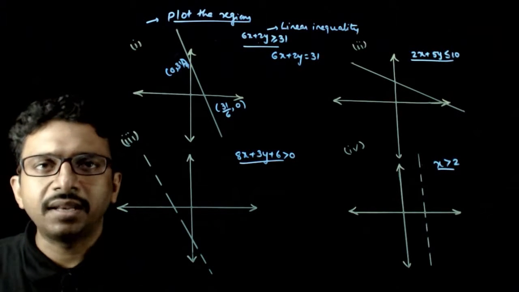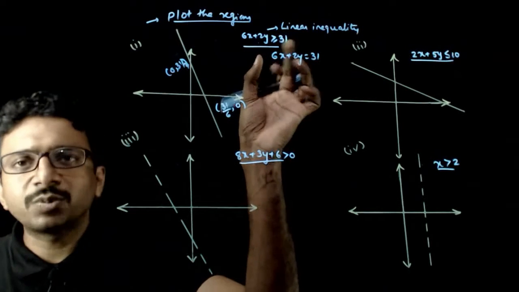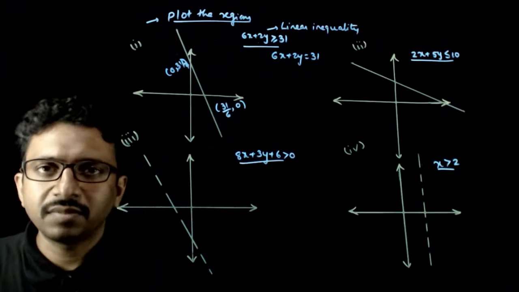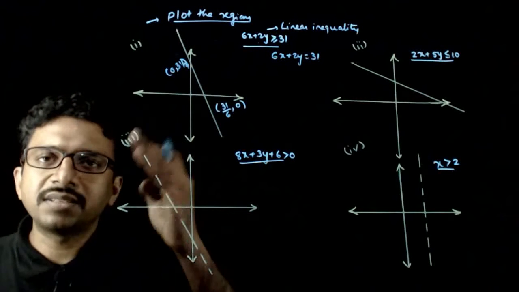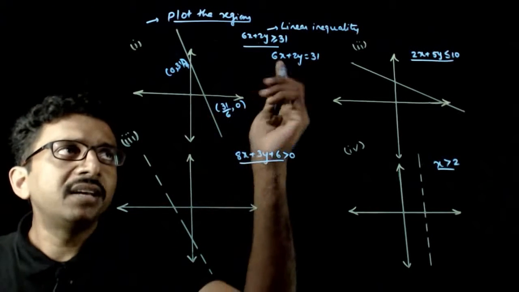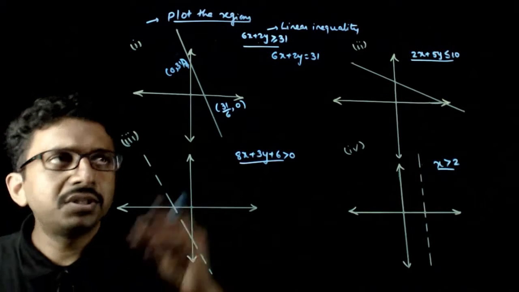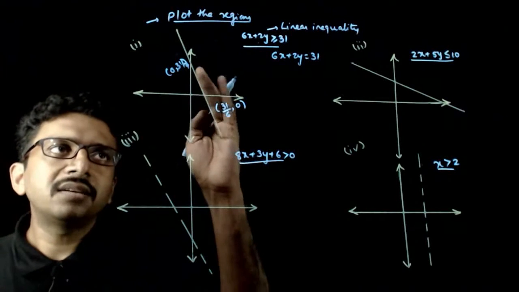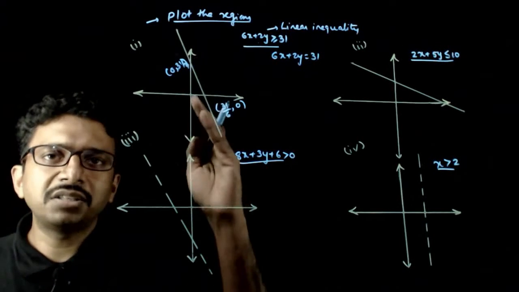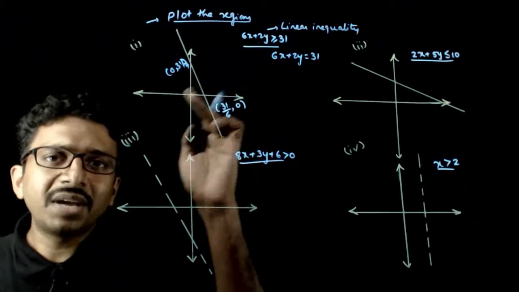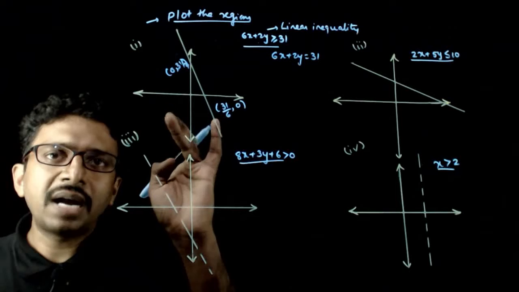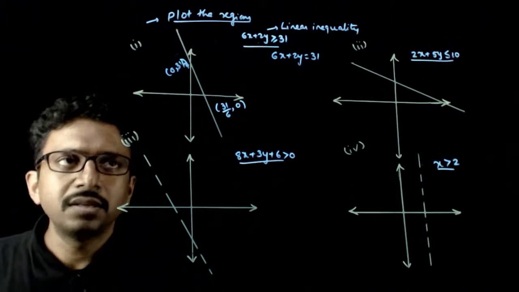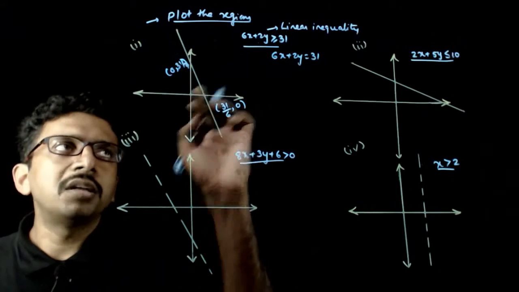Now once you get this line, to plot the region corresponding to the inequality, you have to go to one side or the other side. One side it will be greater than, the other side it will be less than. To find which side, you just need to check whether you have to go towards the origin or away from the origin. A straight line divides the Cartesian space into two parts: one part containing the origin and the second part not containing the origin. So now you just need to substitute the origin in this inequality.